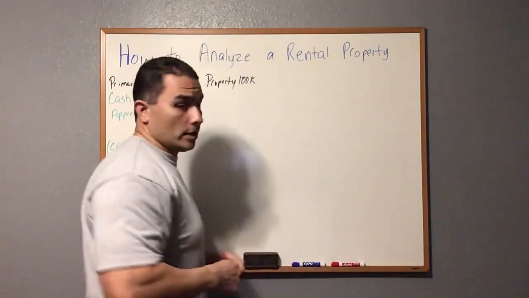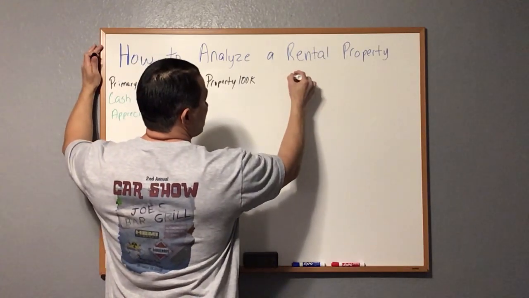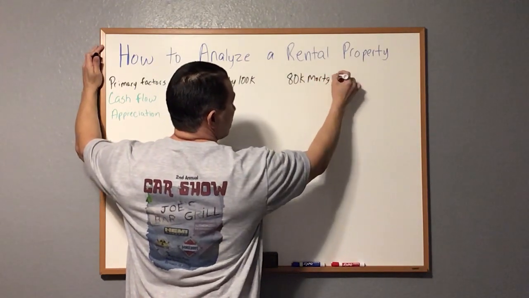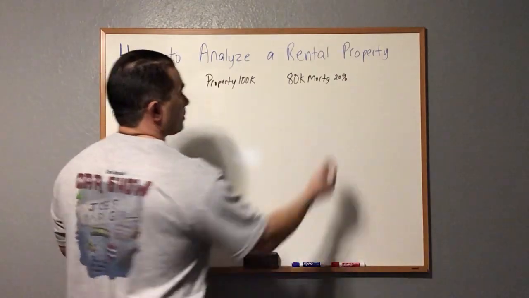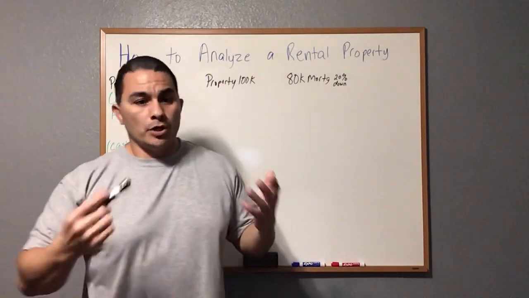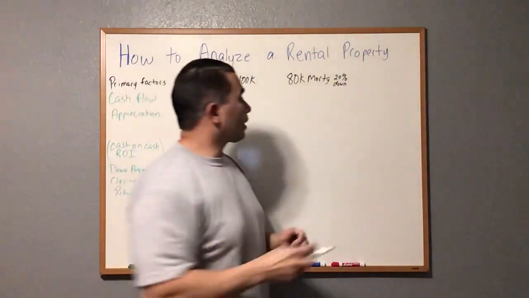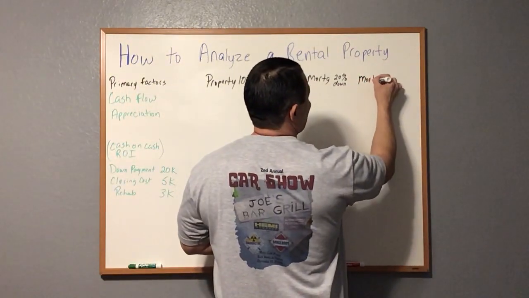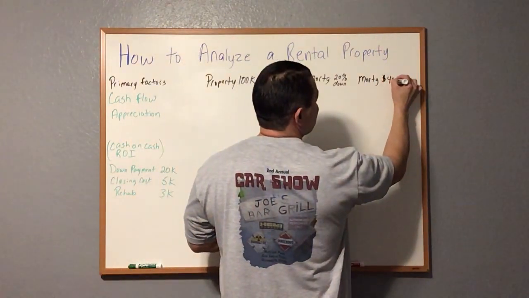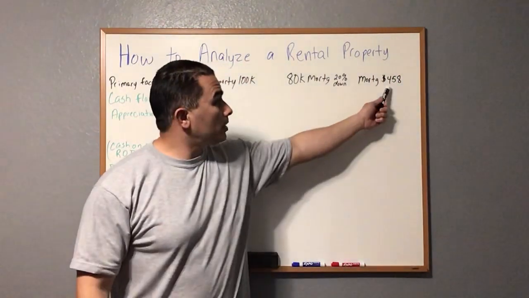So let's say you do have 20% down. So you're going to put 20K down and that's going to leave you with an $80,000 mortgage, because you put 20% down, your down payment. Okay? So that's what we have now. You put 20% down, you have an $80,000 mortgage, and this is what your mortgage is going to look like. Your mortgage payment is going to be $458. That is your mortgage. That's what you have to come up with each month.